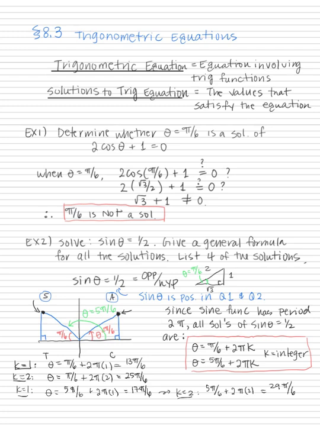So here are the 4 specific solutions for sine of theta equals 1/2. So let me just box each single one of them. And that's what the question's asking you to do.